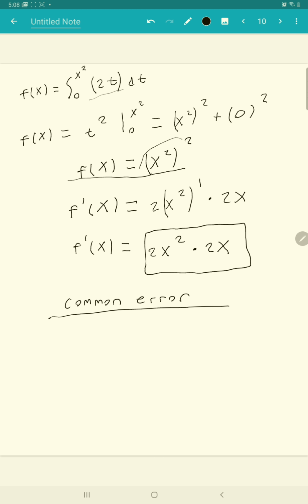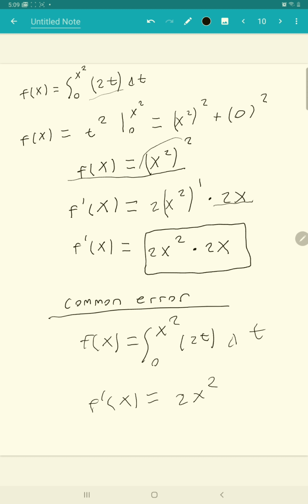We have to multiply the inside by its own derivative, so 2x. So this would be 2x squared times 2x. The common error here is when students see this function, the integral of 2t from 0 to x squared dt, they'll be like, oh, I'll just plug in x squared for t, and the derivative will just be 2x squared. Well, that's not true, because we have to watch out for the chain rule.